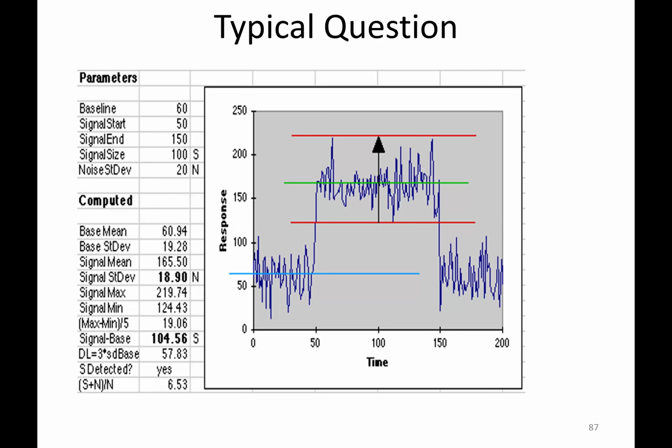And then the signal starts at 50. This is where the signal starts, but the baseline is here. And then the signal ends at 150. The signal is about 150 here, but it goes above as well. Then you have the signal size at 100. The noise standard deviation is 20. It's been computed. You can compute this.